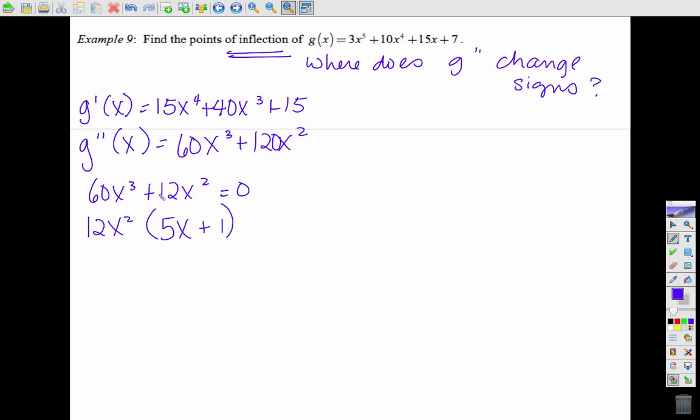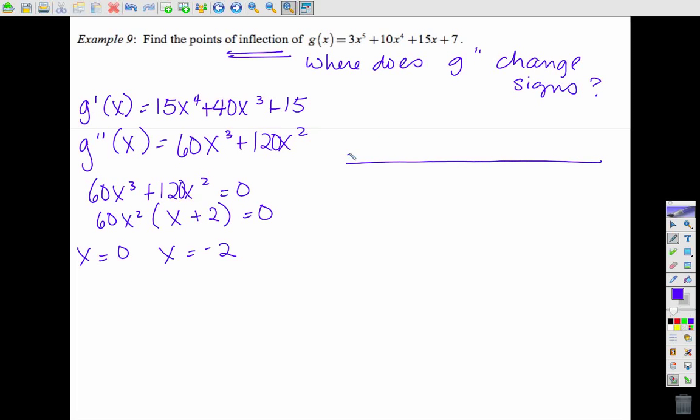Okay. Do you see what I did? When I multiplied 40 times 3, I wrote down 12, not 120. Let's fix that because that does quite change the problem. Sorry about that. I'm sure you guys were just waiting on me to find my error. All right, so what can I factor out now? I can factor out a 60x squared this time. So I end up with x plus 2. So my zeros are x equals 0 and x equals negative 2.